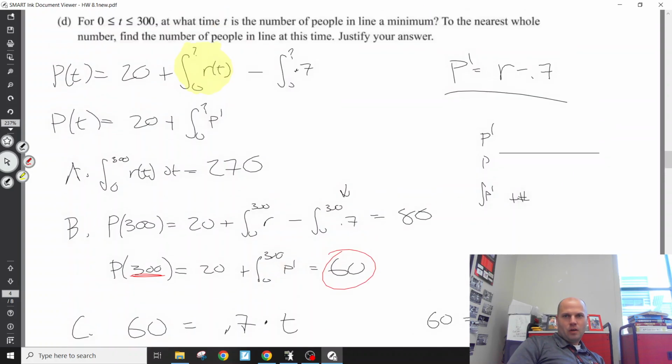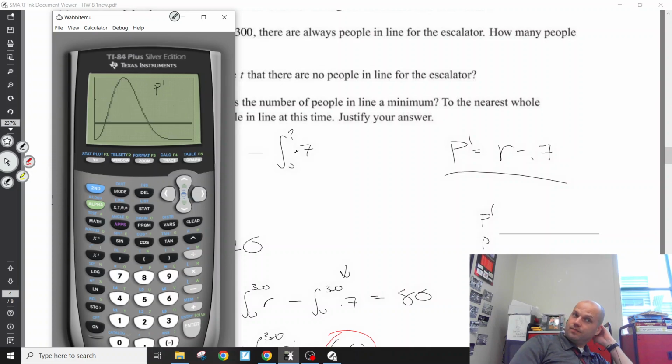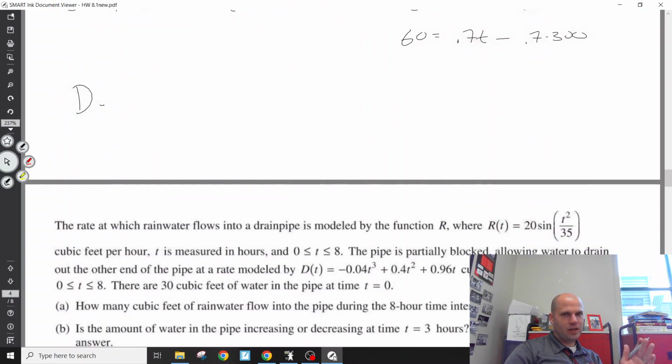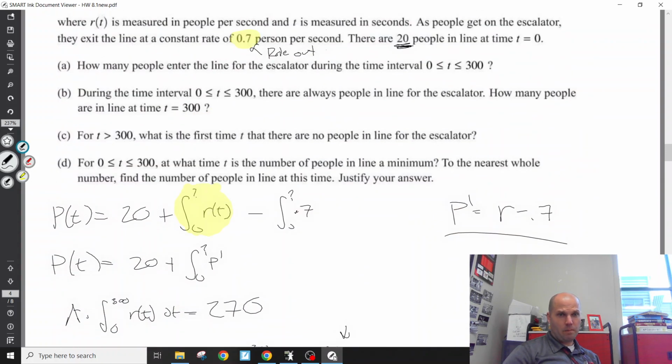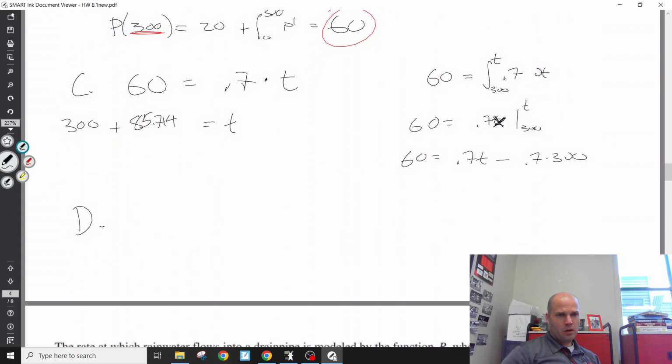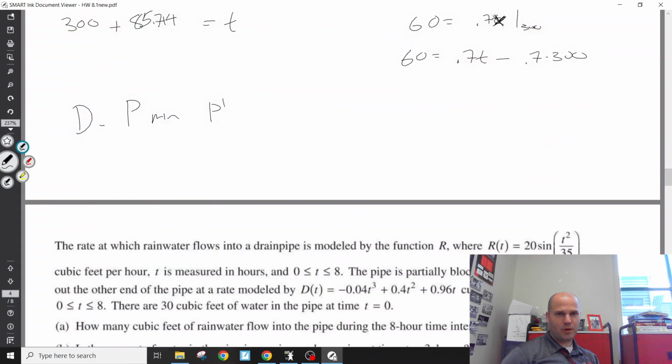All right, what is the number of people in line of minimum? Okay. Break out our friend Mr. P prime sign analysis. There it is. Unfortunately, there's two sign changes, so we can't just say, I know for a fact it's got to be here. So we're going to keep it as simple as possible, and we might have to do a little bit of work, but we're going to be good. We want a minimum. P is a min when P prime equals 0 or an endpoint.